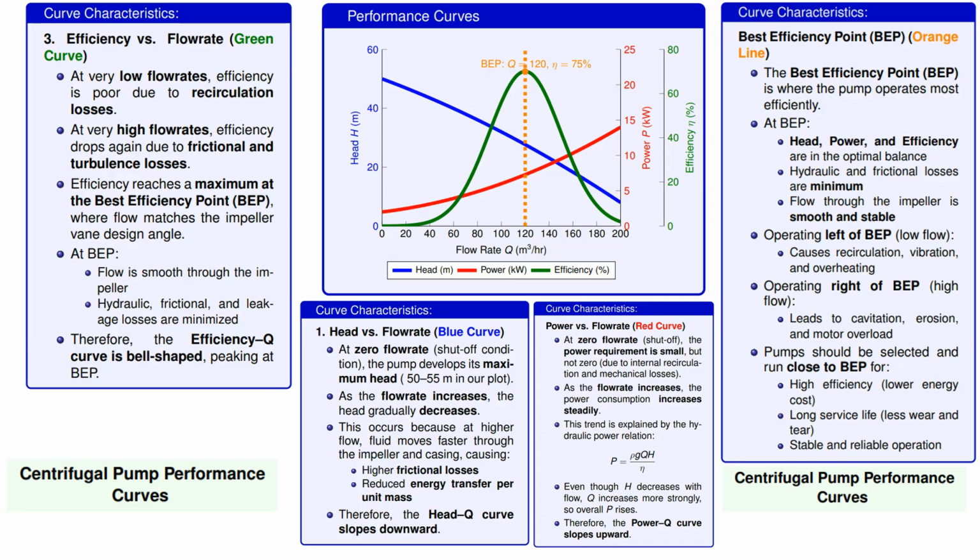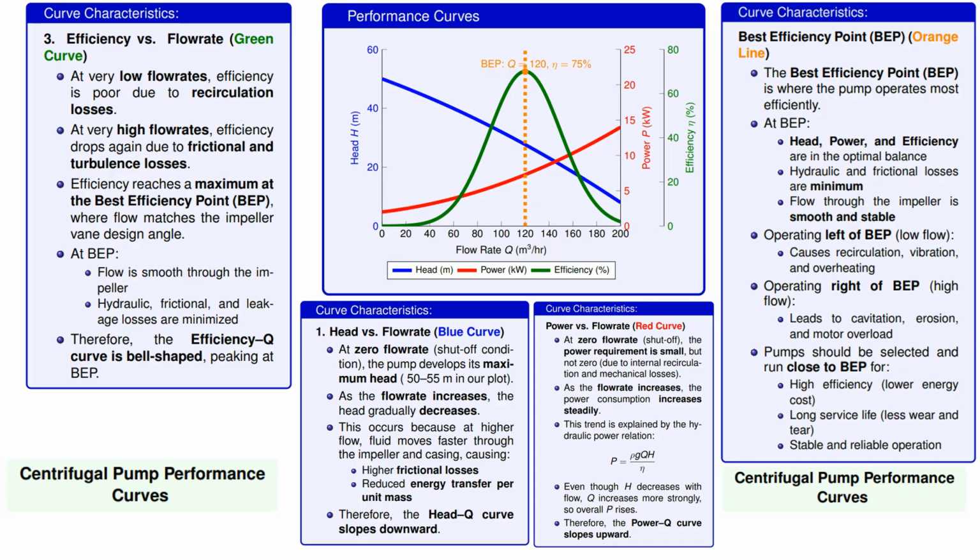Pumps should be selected and run close to BEP for three key reasons. First, high efficiency means lower energy cost. This saves money over the pump's lifetime. Second, long service life. Operating near BEP reduces wear and tear and minimizes maintenance cost. And third, stable and reliable operation. You avoid the problems that come with operating too far from the design point.